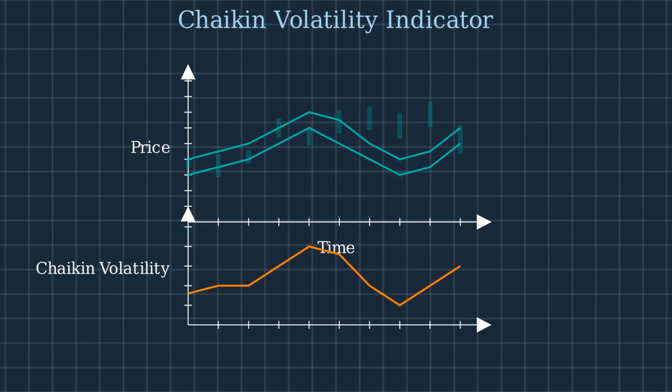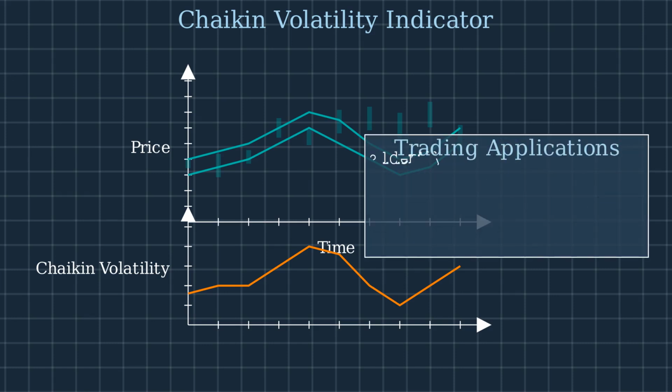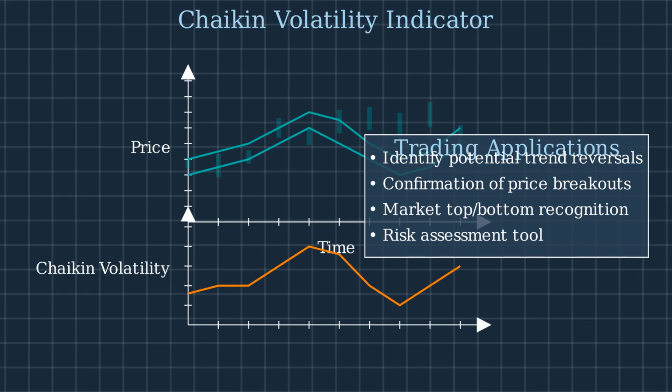The Chaikin Volatility Indicator has several practical applications. Traders use it to identify potential trend reversals, confirm price breakouts, recognize market tops and bottoms, and as a tool for risk assessment.